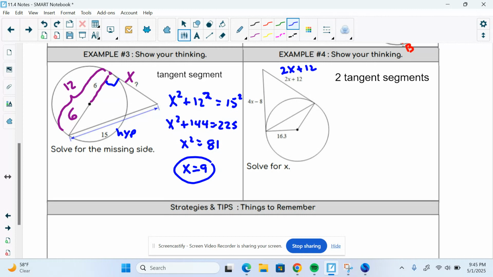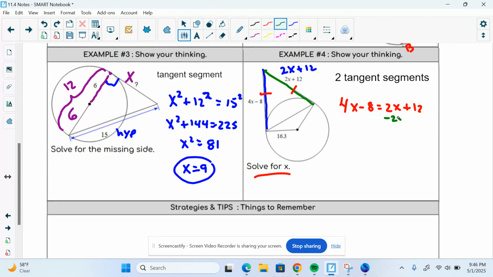Let's see, I have two tangent segments. Theorem 4, our last of the theorems, says if I have a point outside the circle and I have two tangent segments, then these lengths are the same. So I will solve the equation 4x minus 8 equals 2x plus 12. That will get me the value of x that I'm looking for. So let's solve that equation.